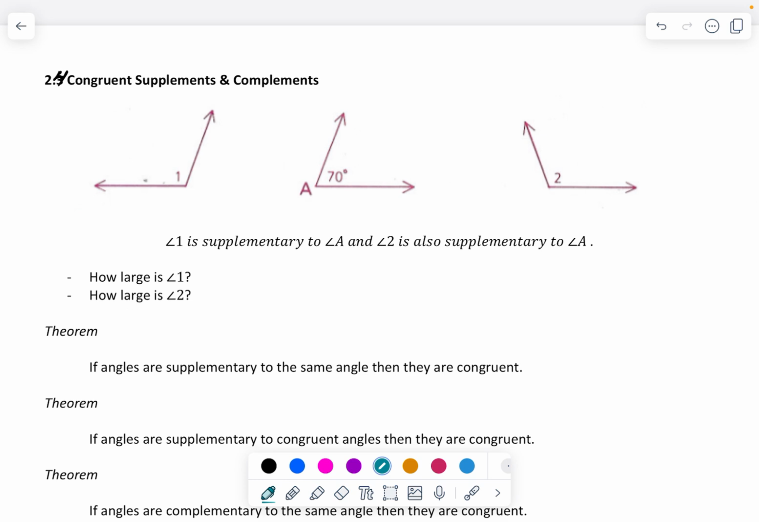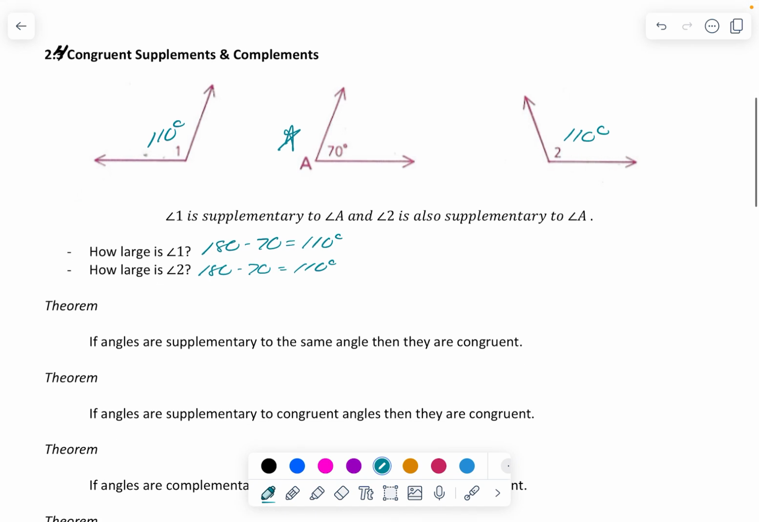So this says angle 1 is supplementary to angle A, and angle 2 is also supplementary to angle A. Well, if here's angle A, how large is angle 1? Well, we would do 180 minus 70 and get 110 degrees. So there we go. How large is angle 2? Well, if angle 2 is supplementary to angle A, we would do the same thing and get the same answer. So as you can see, if two different angles are supplementary to the same angle, then they are congruent.